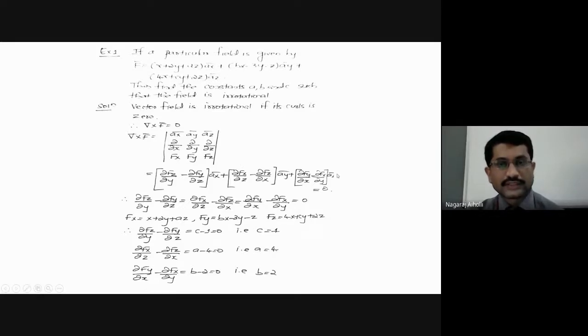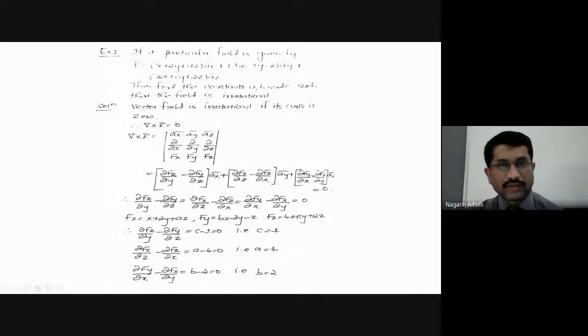Curl of the given vector is 0. Then we get dou fz by dou y minus dou fy by dou z. If the curl is 0, then the components of x, y and z must be 0. Hence, dou fz by dou y minus dou fy by dou z, that is equal to dou fx by dou z minus dou fz by dou x, that is equal to dou fy by dou x minus dou fx by dou y, that is equal to 0. If the curl is 0, that means the components of x, y and z are supposed to be 0, and hence these terms are equated to 0.